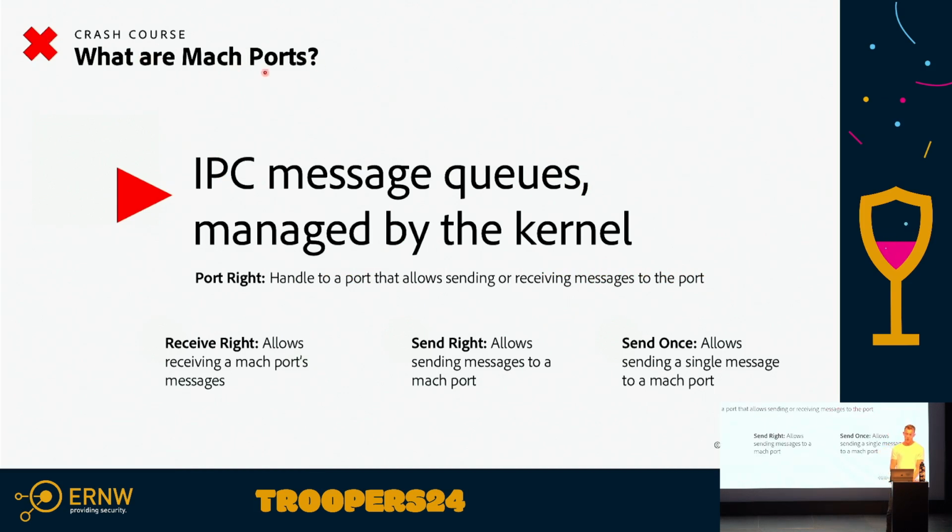OK, what are Mach ports? So a Mach port is essentially an IPC message queue. You can think of it as a mailbox that's managed by the kernel. Messages are going to come into these Mach ports, and the kernel is then going to distribute them to the processes that need to receive them. There's this notion of a port right, which is a handle to a Mach port that allows either sending or receiving messages to the port.